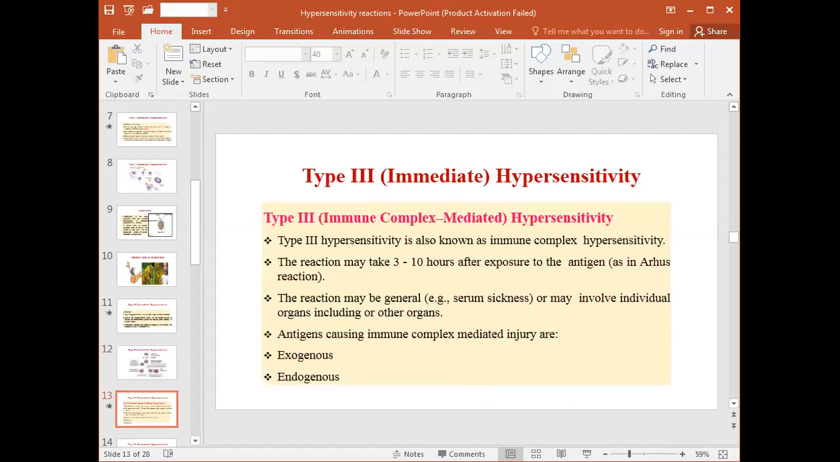Then I'm coming to the type 3 hypersensitivity reaction. Here, type 3 hypersensitivity reaction occurs following the deposition of immune complexes. So it's an antigen-antibody complexation reaction. And this results in complement activation and inflammation. For this reason, they are also known as immune complex mediated hypersensitivity reactions.